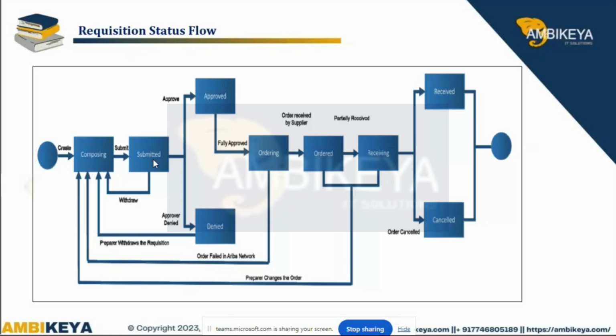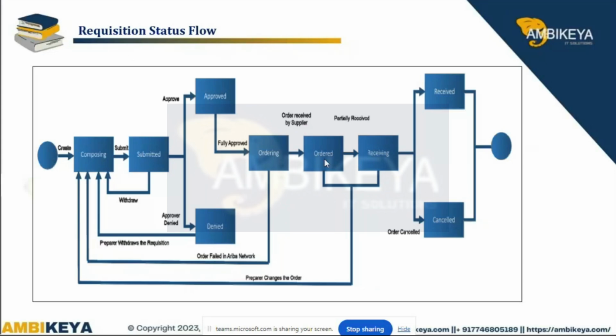Here you see "order received by supplier." Once the purchase order is sent out to the supplier via Ariba Network, that is where the supplier is going to receive the order from Ariba Network. Once it is ordered, then you can start posting goods receipt.